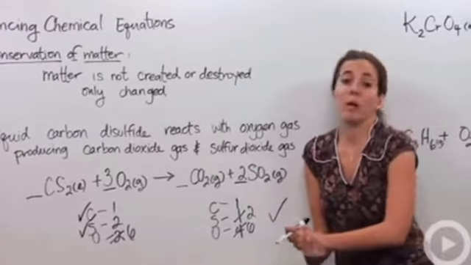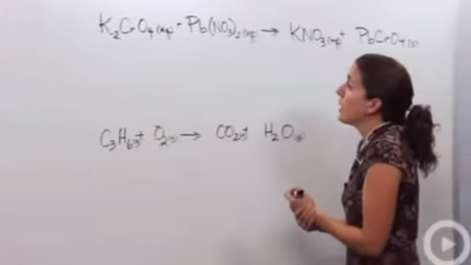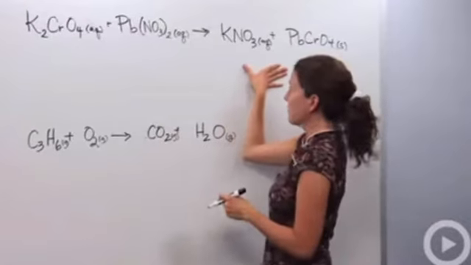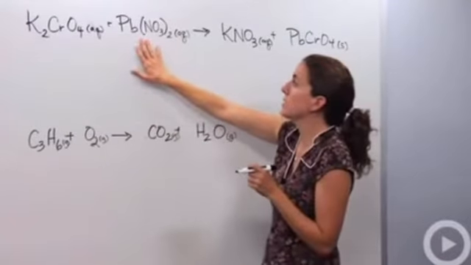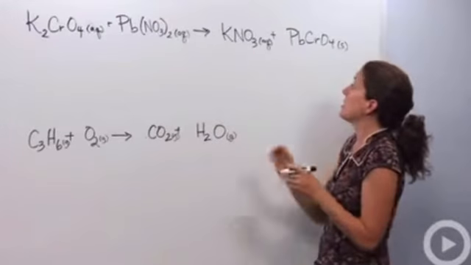Okay, let's do something a little bit more complicated. Going over here, before we dive into this equation, this reaction we have on the board, which is potassium chromate plus lead 2 nitrate yields potassium nitrate plus lead 2 chromate.